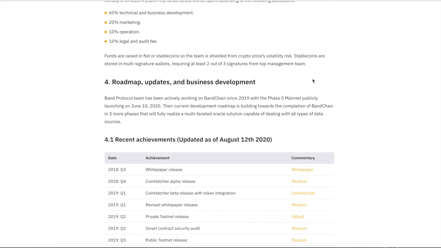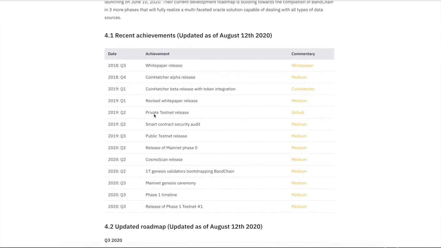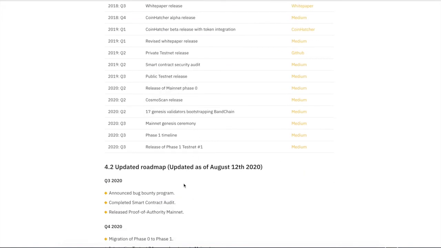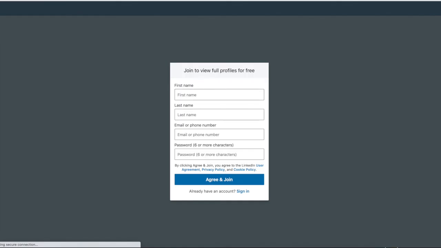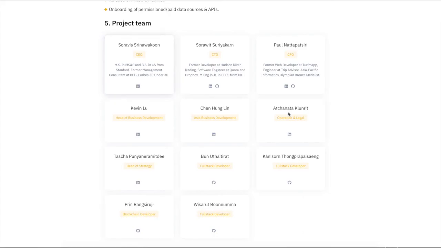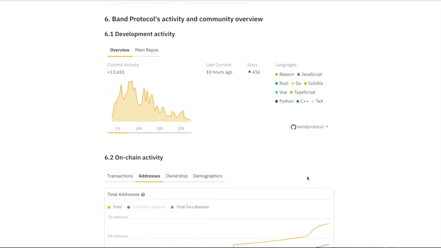But the biggest thing I like about this is it's easily customizable and easy to use. Here's a couple of the phases they went through. Yeah, here's the project team. Sorvis, I love this guy. You guys got to check this guy out. Good team, good company. This guy knows what he's doing. I'm not signed in right now, so I can't show it to you. But he's a cool guy. I like him a lot.